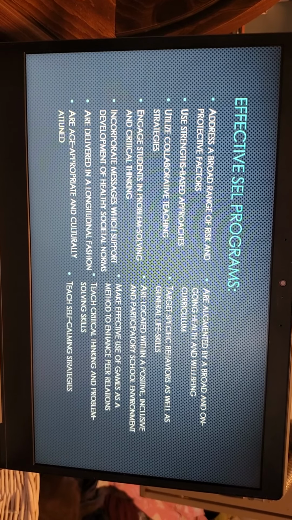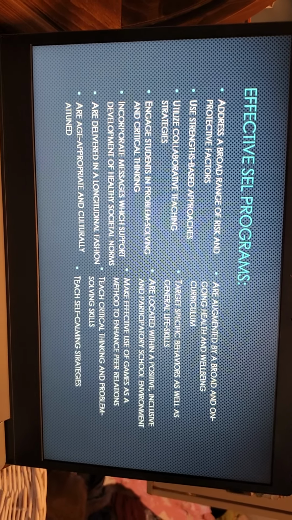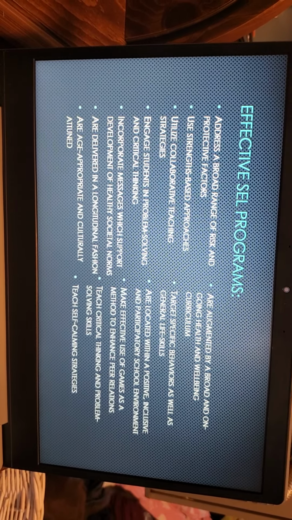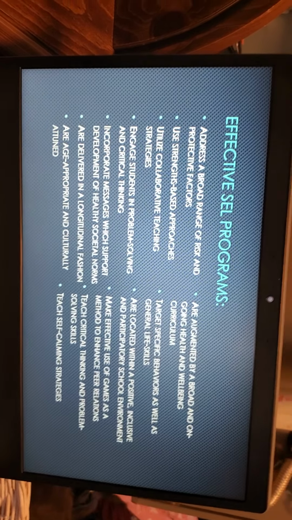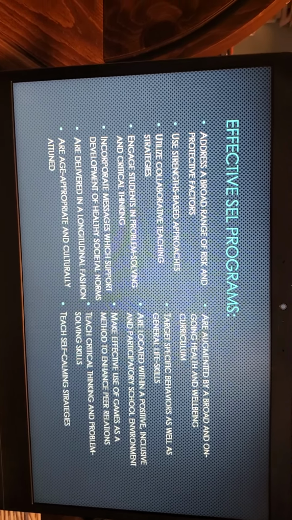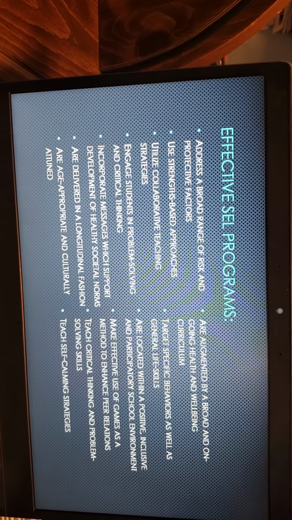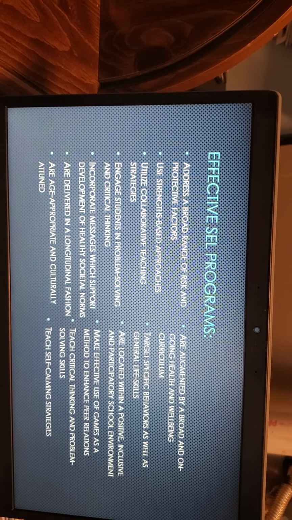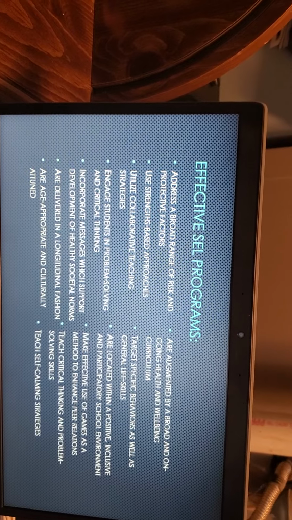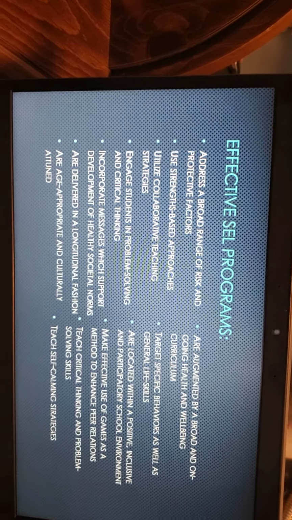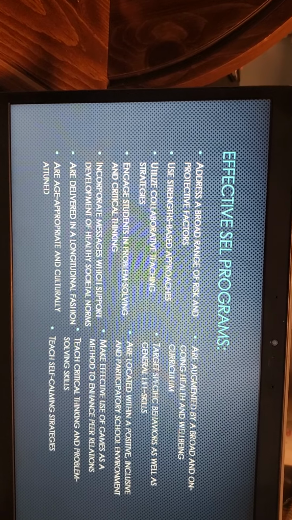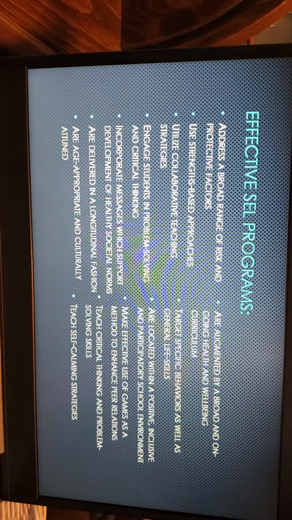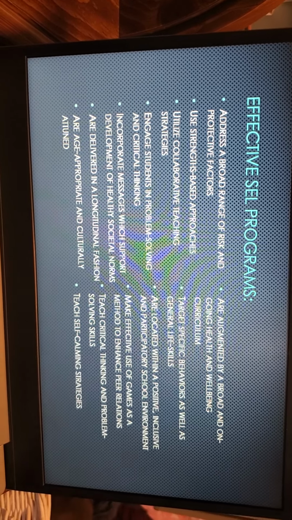Incorporate messages which support development of healthy societal norms, are delivered in a longitudinal fashion. So what they mean there is you teach the basic building block and then you add onto it, kind of like a ladder. You keep building onto what you previously had taught. They're age appropriate and culturally attuned, are augmented by a broad and ongoing health and well-being curriculum.